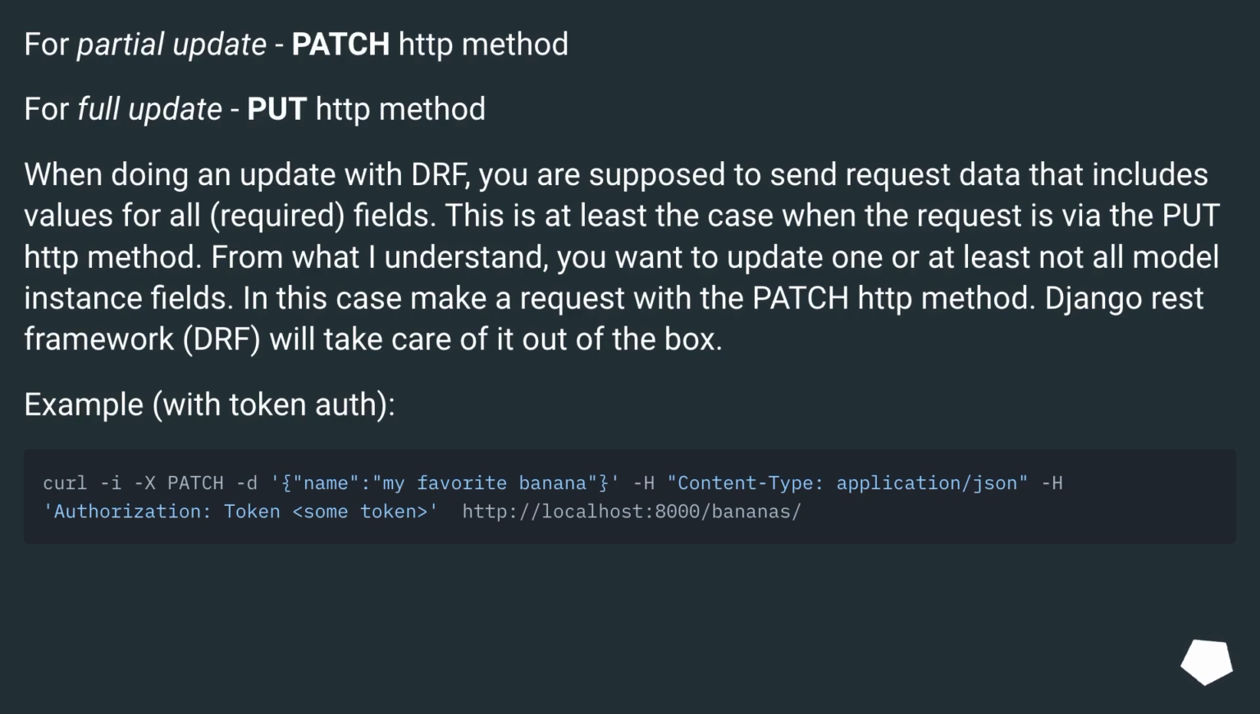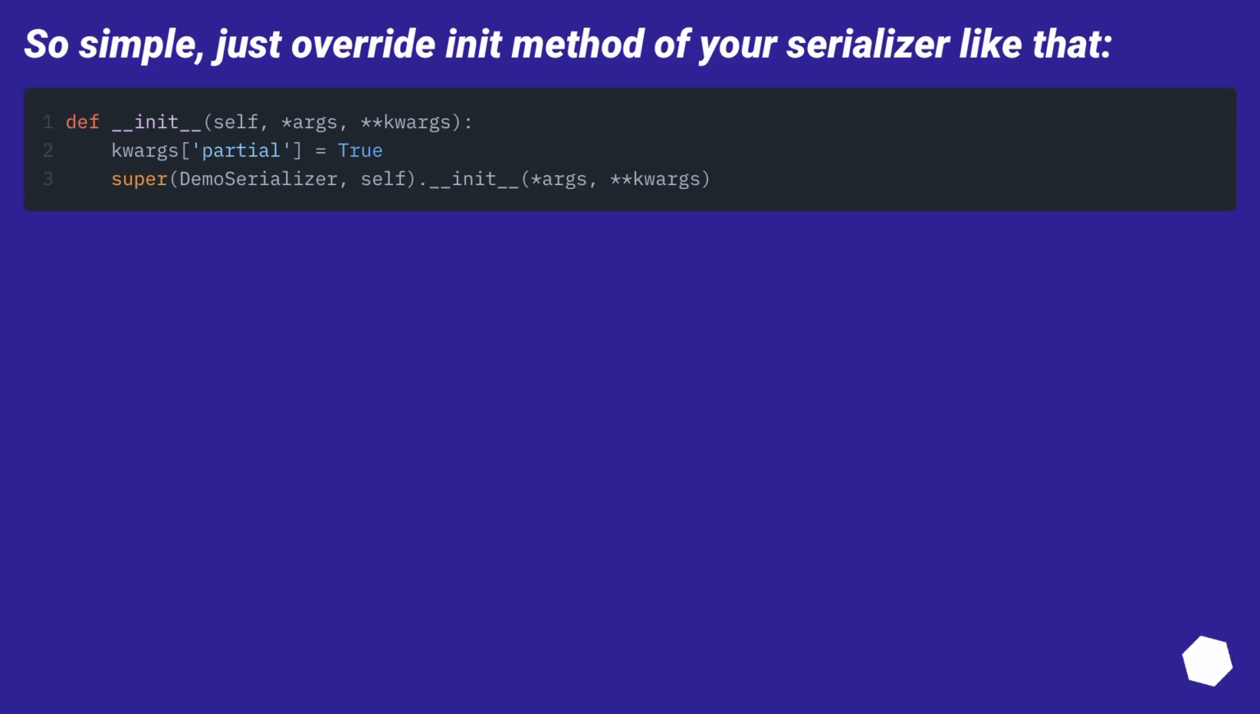From what I understand, you want to update one or at least not all model instance fields. In this case, make a request with the patch HTTP method. Django Rest Framework, DRF, will take care of it out of the box. Example, with token auth. So simple, just override the init method of your serializer like that.